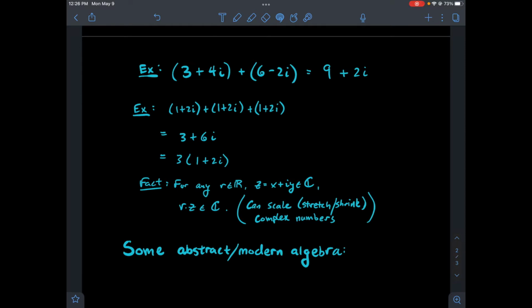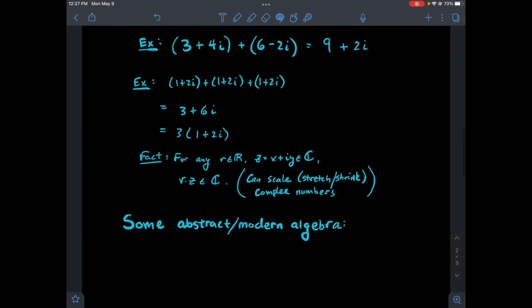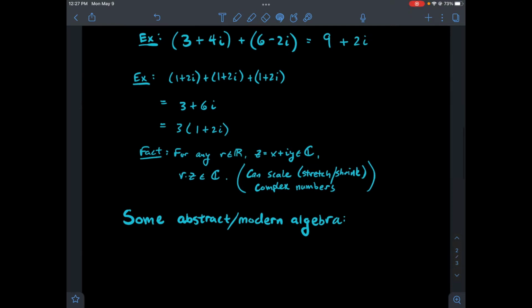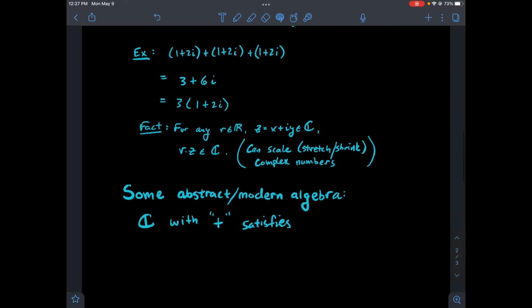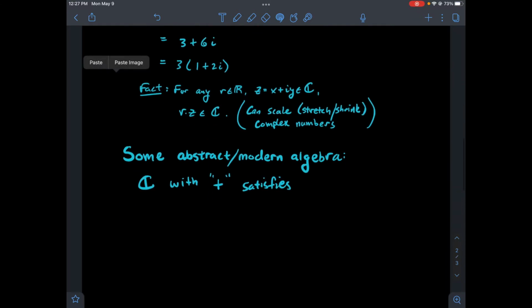Now I want to describe some of the properties of addition that I can expect, and I'm going to try to make a connection to maybe another math class that you've had or that you're going to take, where you'll see this terminology later on. I'm going to try to make a connection to abstract or modern algebra, depending on what institution you attend or what your professor likes to call the class. Let me tell you about some properties of addition of complex numbers. C with addition satisfies the following things.